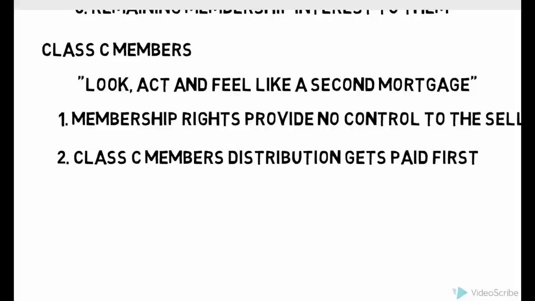If you don't pay the mortgage, don't expect to receive a dividend distribution. The bank's going to come in and take it. So in order to make him feel good about providing you with this seller financing, you're going to write it up so that the distributions are paid to him first.